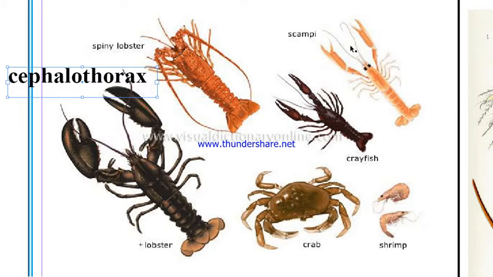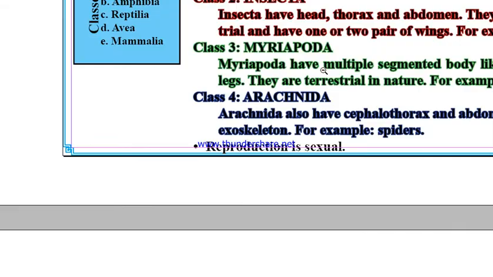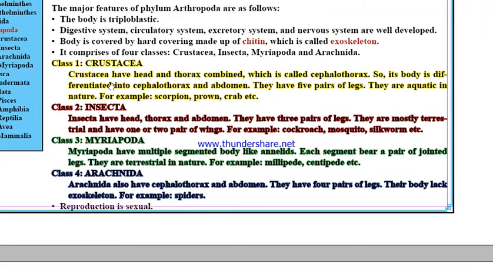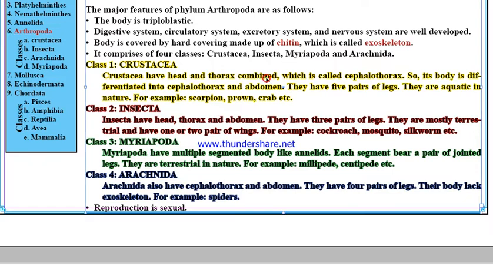Okay, that was our first class of phylum Arthropoda. It is Crustacea. Let us have a look at the note. Crustacea have head and thorax combined, which is called cephalothorax. So its body is differentiated into cephalothorax and abdomen. They have 5 pairs of legs. They are aquatic in nature. For example, scorpion, prawn, crab, etc.